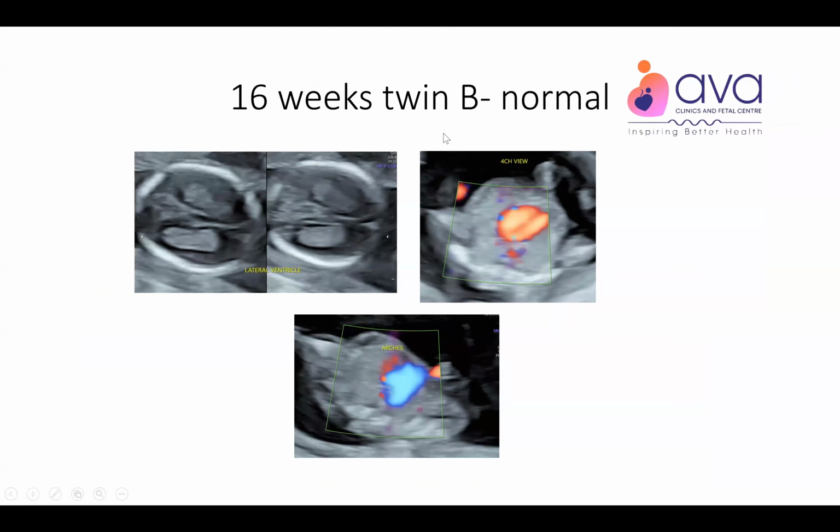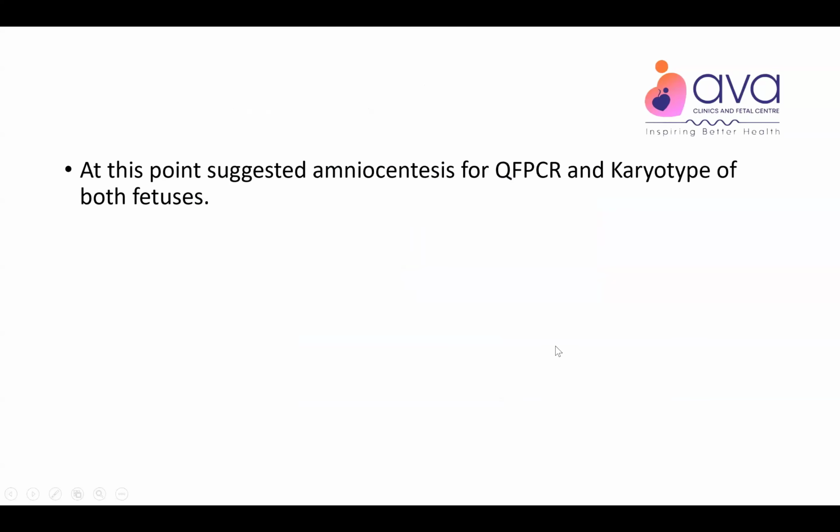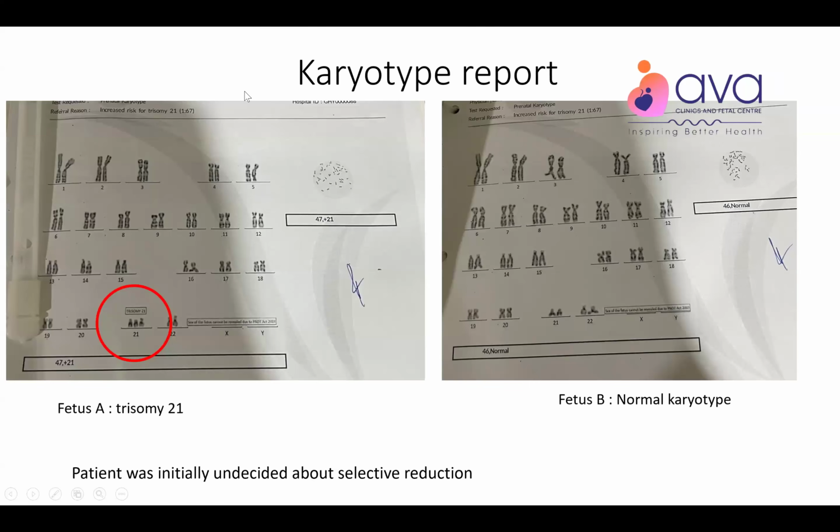On the other hand, twin B had a normal scan with normal lateral ventricles and structures. So it was suggested to the patient to undergo amniocentesis for QF-PCR and karyotype of both the fetuses. So amniocentesis was done by Gina ma'am, and these are the karyotype reports of the two fetuses.